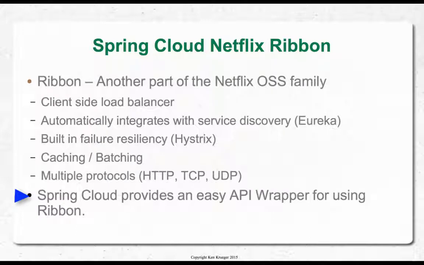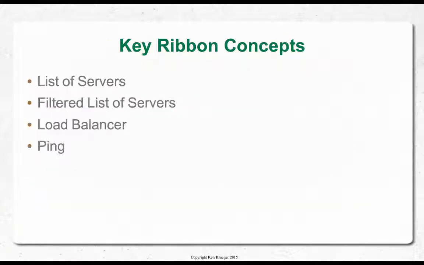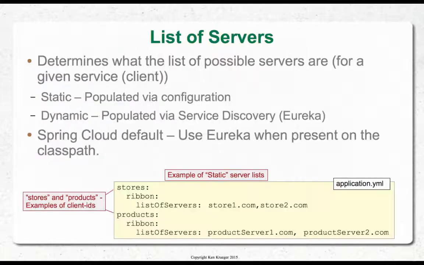Spring Cloud merely provides an easy-to-use wrapper around Ribbon, so it's easy to use with a bare minimum of code and configuration. Before we jump into the code examples, we should take a moment to explore some key Ribbon concepts, starting with the list of servers. In Ribbon, and in regard to a specific kind of service being called, there is a concept of a list or a pool of possible servers.